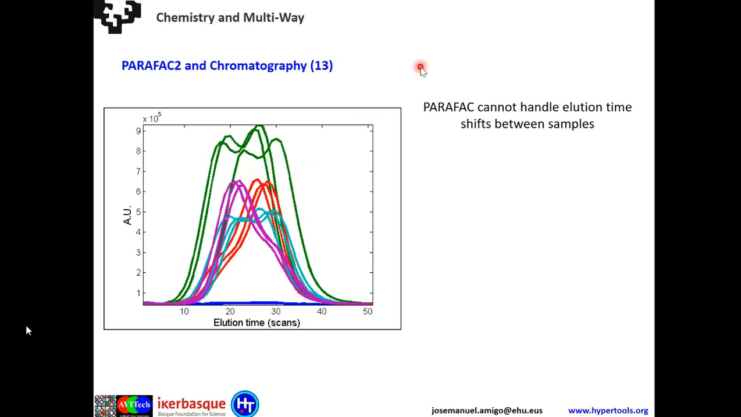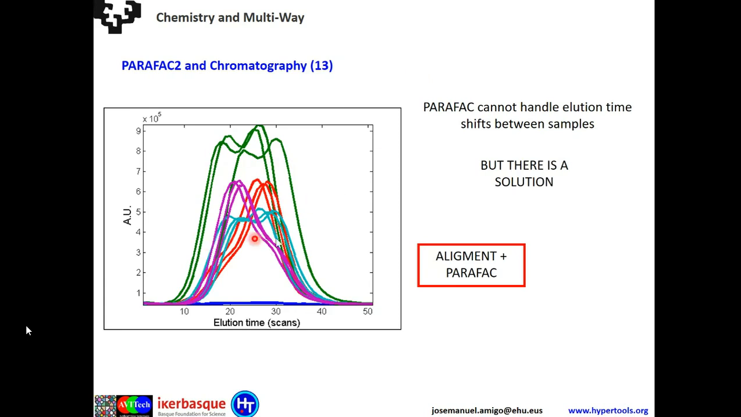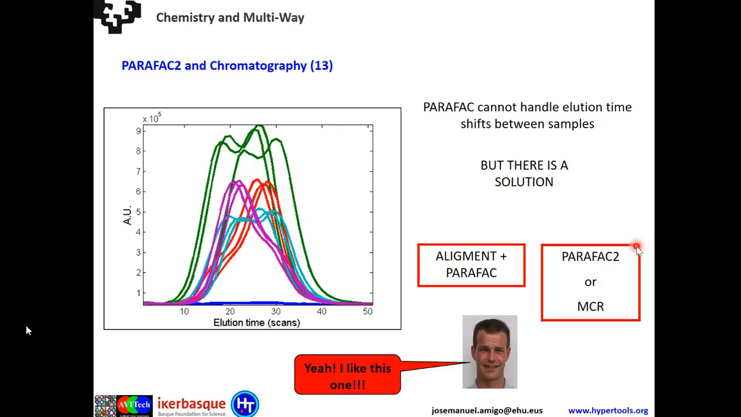So there are two plausible solutions. Okay. The first solution could be the alignment of this data and using Parafac. That is not advisable because we might have other problems in the chromatograms, or we can actually generate many problems when we align the data, because alignment of chromatographic peaks, as you probably know, is quite complicated sometimes.